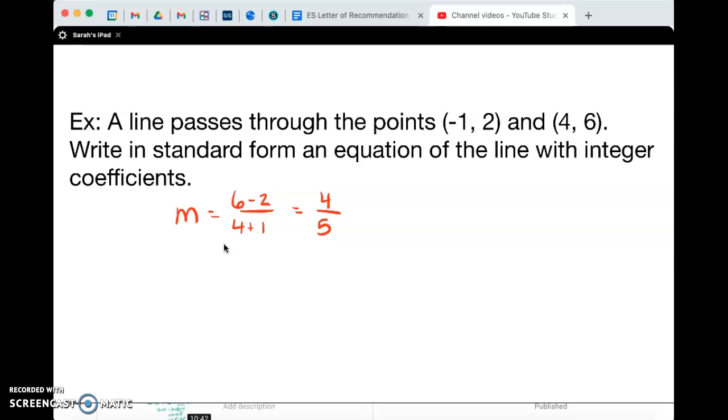Well, 6 over 5 is not going to be 6. Yeah, but I'm multiplying it by 5. So it should be 6 times 5 in the numerator, which is 30. Oh, wow.